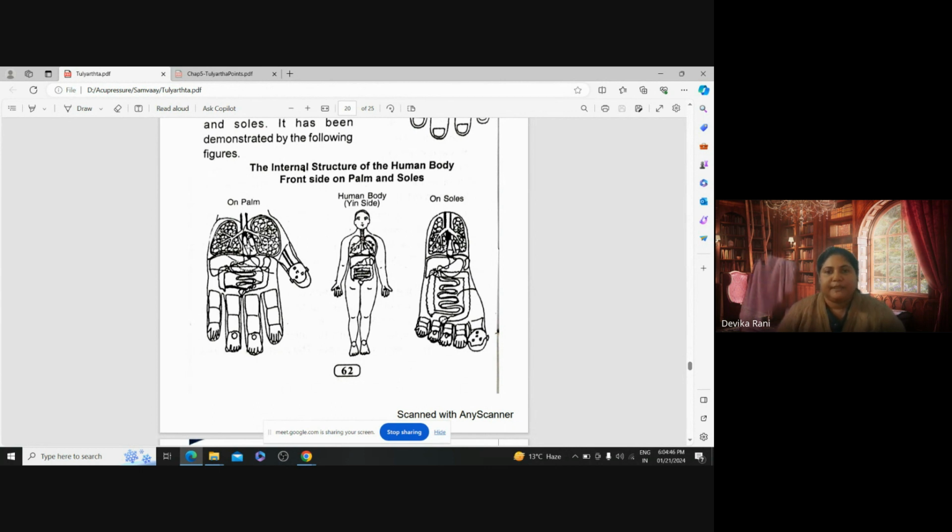Even if somebody has come up with some issue, or if you are also facing some issue or pain, this is the first thing you can treat, and a lot of your issues get resolved right here. You can go on to the points, but the first line of treatment you can immediately start from here. Most people get relief through this similarity concept itself, when you treat the organs in the palms and soles.